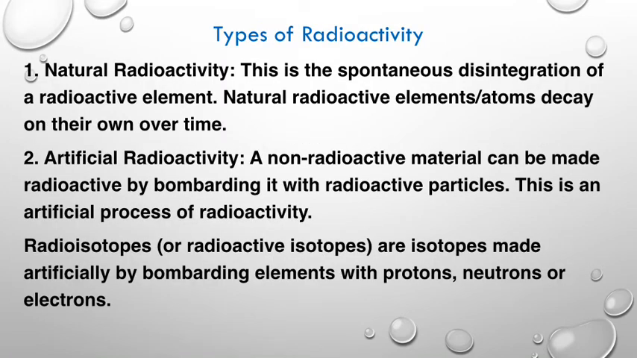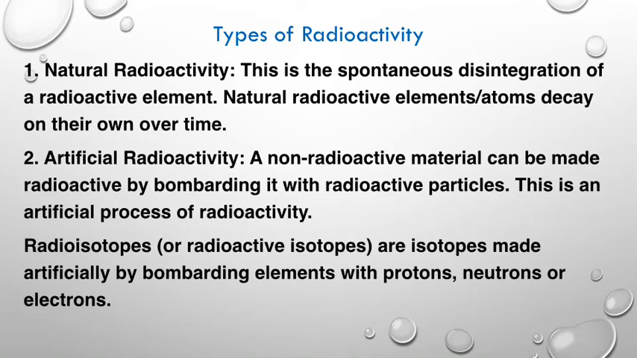Let's look at types of radioactivity. We have two types: natural and artificial radioactivity. As the name implies, natural radioactivity is when the radioactive element disintegrates on its own. It disintegrates spontaneously over time.